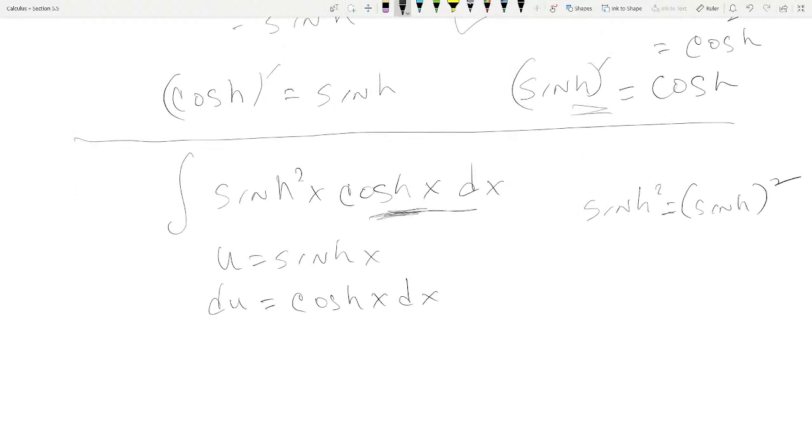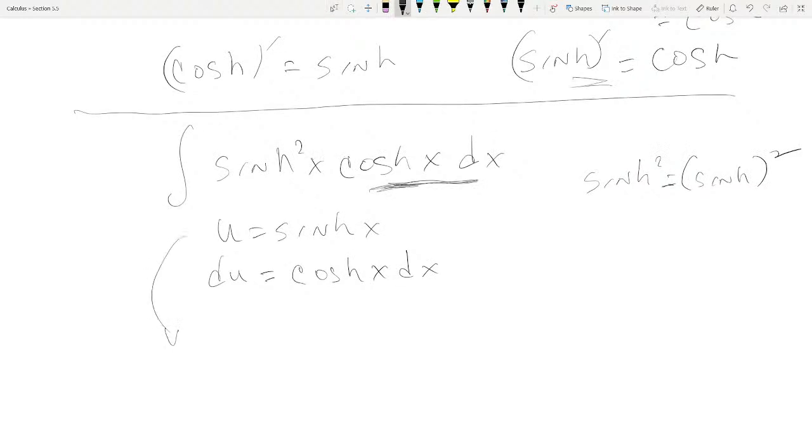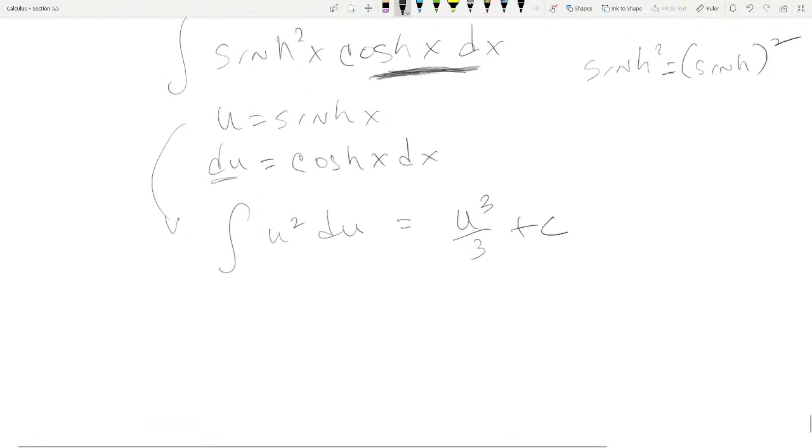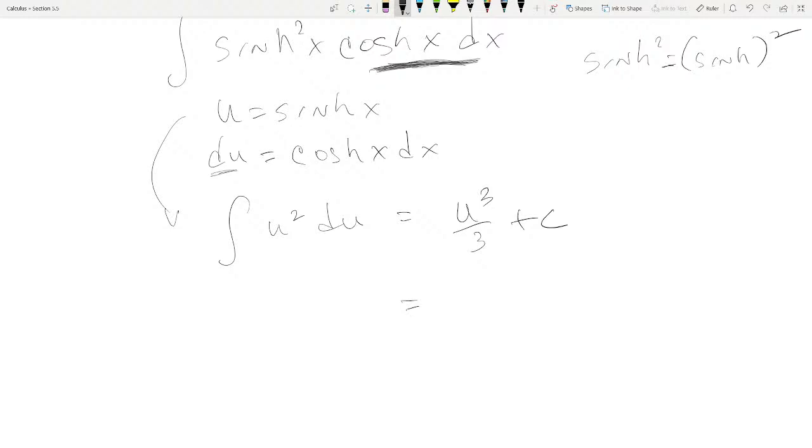And there it is sitting there. See how rigged it is? And then the integral transforms into sinh squared, but u is equal to sinh, so I have u squared. And then what I have to substitute for is this cosh x dx, and I've got it perfectly there as du. So that's u cubed over 3 plus a constant, and then I can put in the original u, and that gives me sinh cubed x over 3.